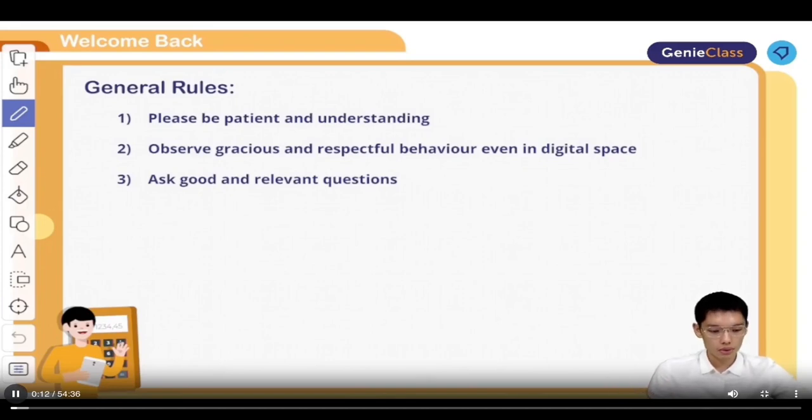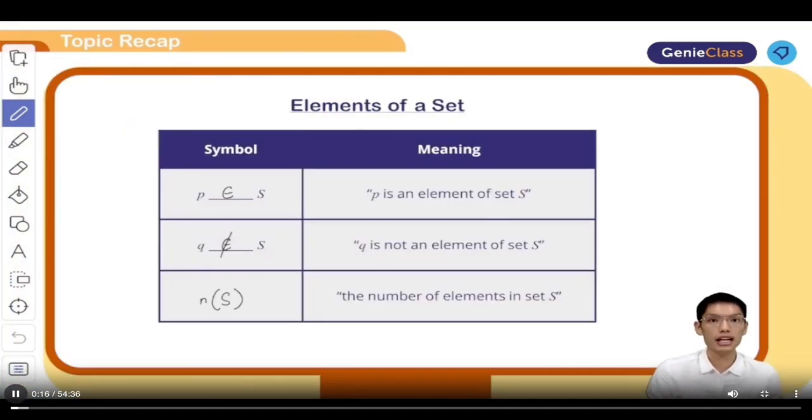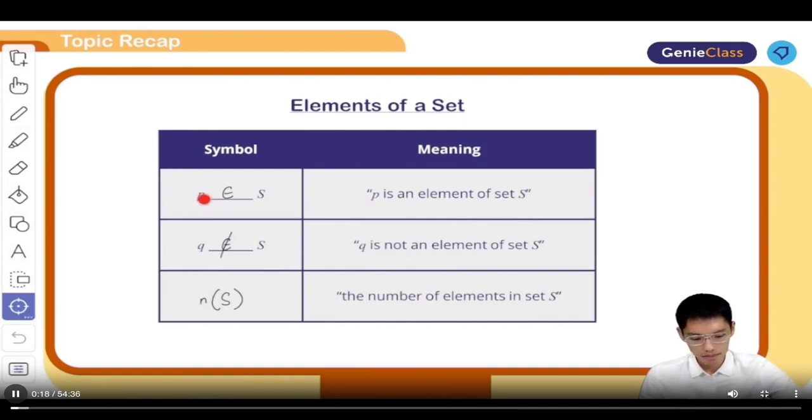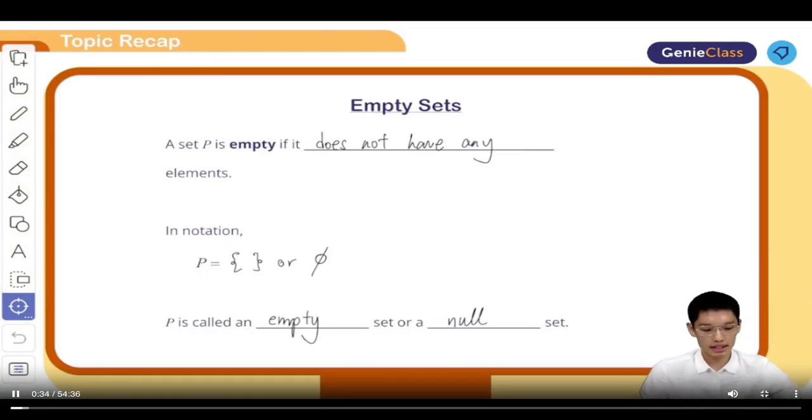So some general rules and what we've gone through today, term 1, revision 1. Just a quick recap on the elements to represent. This is an element, not an element, number of elements here. What happens? Two sets are equal if they're exactly the same. The order may be different, henceforth we represent as such. In this case, P and Q are going to be represented in such a manner. Now, what happens? Empty set, we know it does not have any elements. We can represent it this way. Two names, empty or a null set.